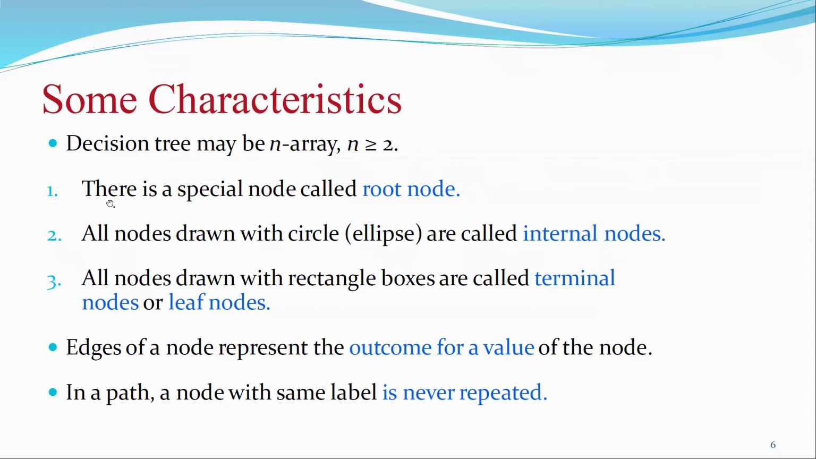In a decision tree, there are different edges and different nodes. There is a special node with no incoming edges, called the root node. Nodes drawn with rectangles, from which there are no outgoing edges, are called terminal nodes or leaf nodes. All the remaining nodes, drawn with circles or ellipses, are called internal nodes. Edges of a node represent the outcome for a value of the node. In a path, a node with the same label is never repeated.